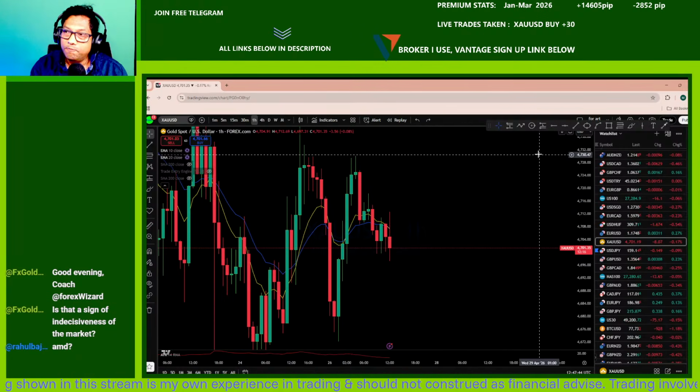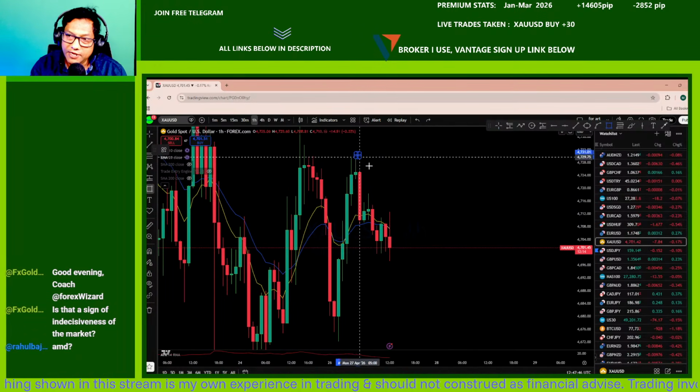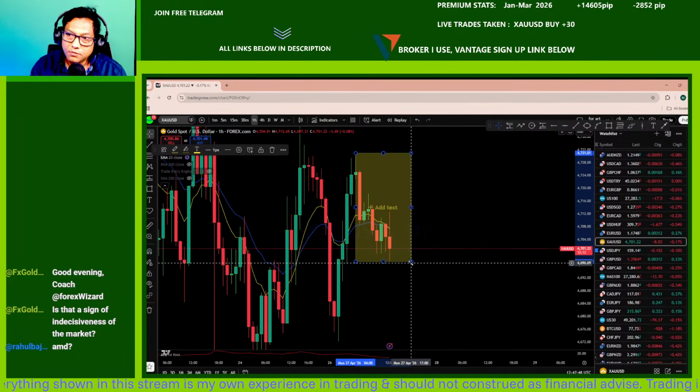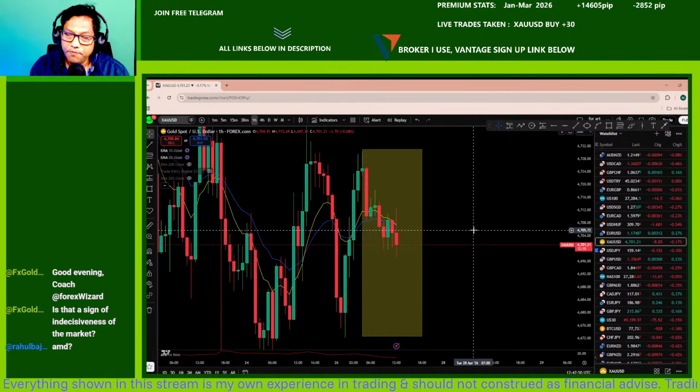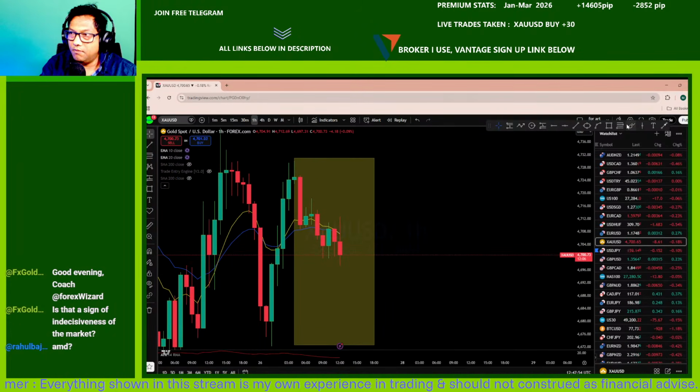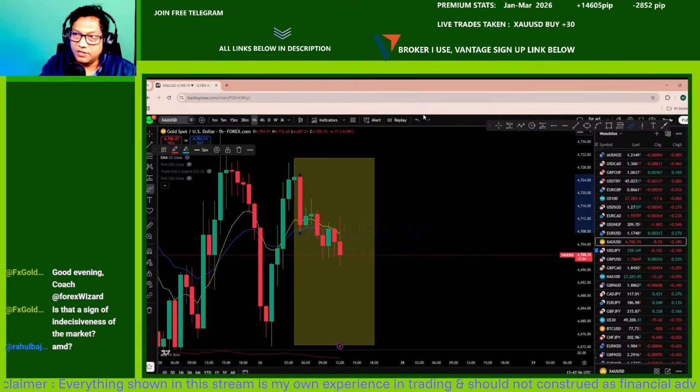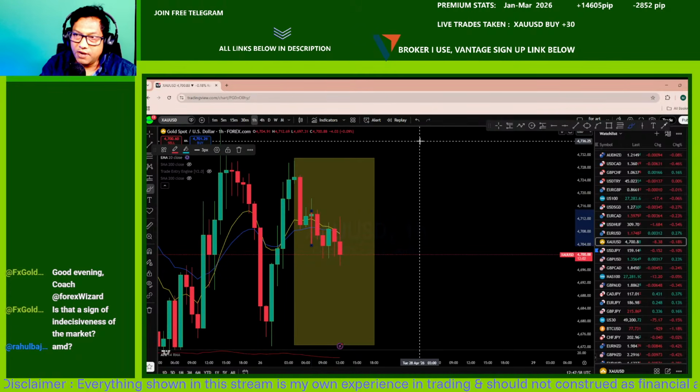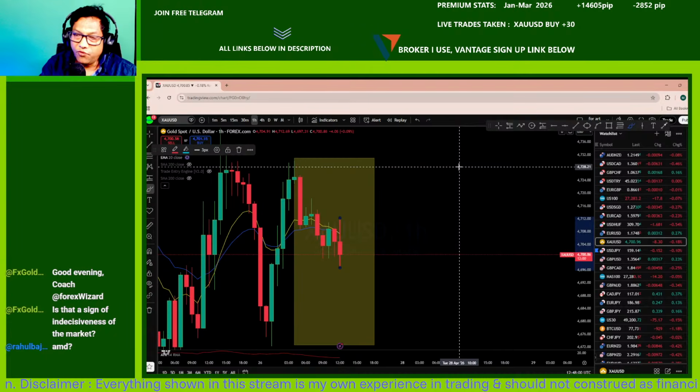So therefore, if we look at this segment here, what do you see in that area? This is a big red bear candle, also another red bear candle. Now it is forming another red bear candle.